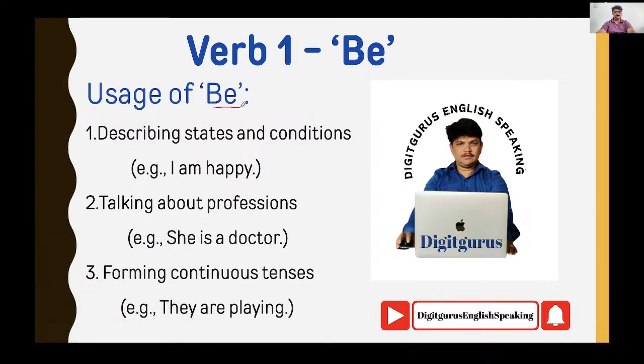Be. Now you can see this is be. This is a very simple word. It is a two-letter word. This verb is used to describe states and conditions, professions, and to form continuous tenses. Example: I'm happy. I'm sad.